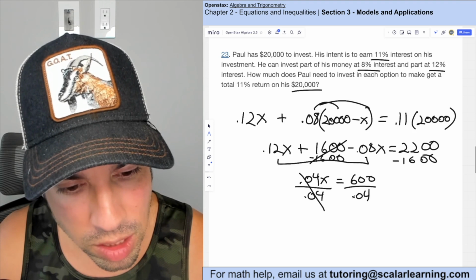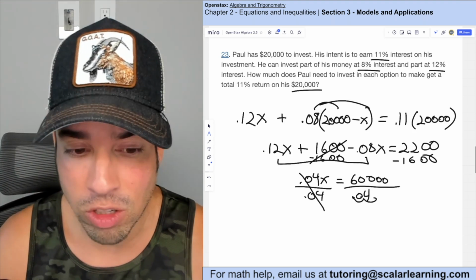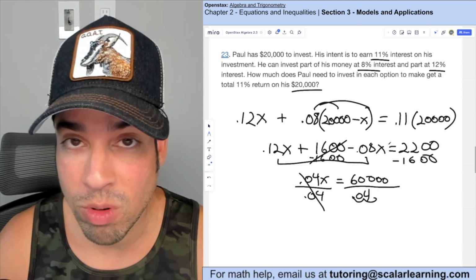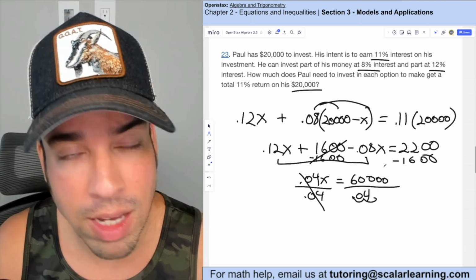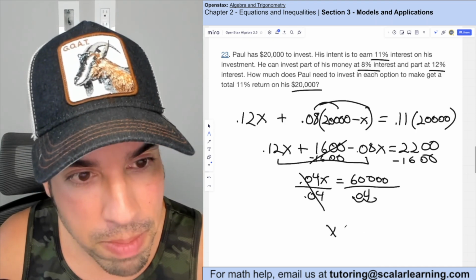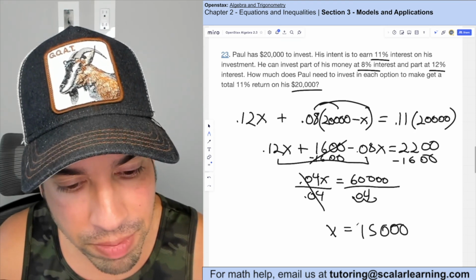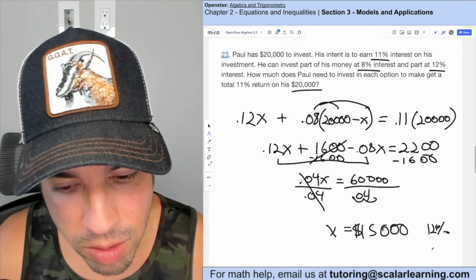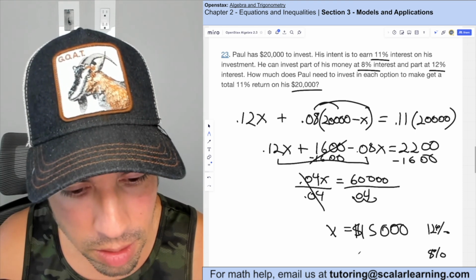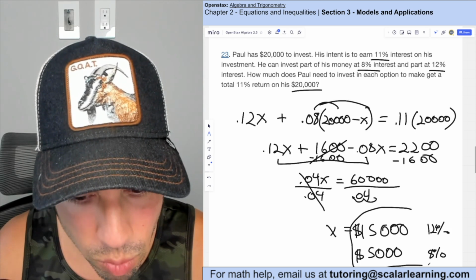Boom. I'm going to move the decimal over twice and then add 2 zeros up top. I'm allowed to do that. So now it's much easier. 60,000 divided by 4 to do it mentally. I would say dividing by 4 is like taking half. So half is 30. Half of that is 15. So the amount in the 12% will be 15,000. And the amount then in the 8% will be the remaining 5,000. And there is your winner.